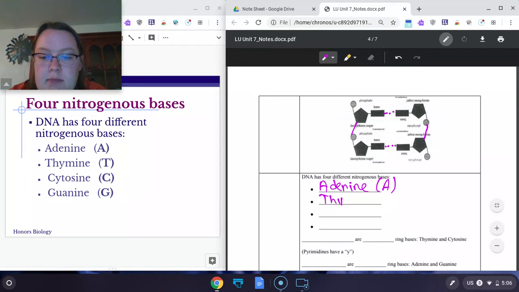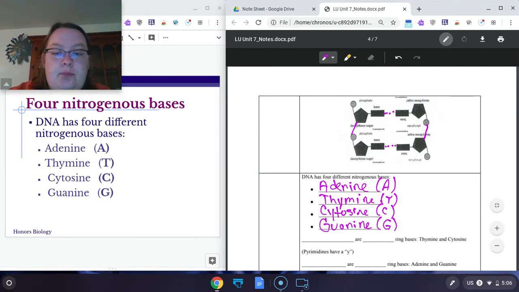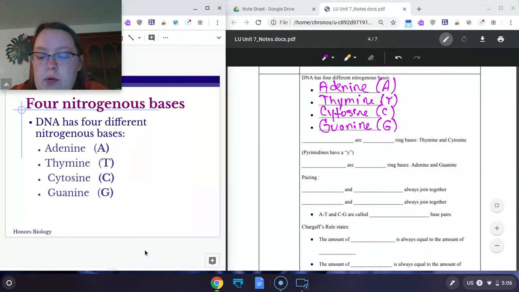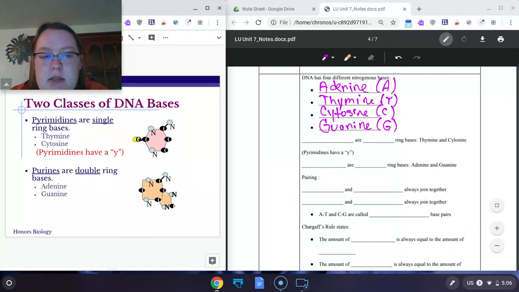There's thymine, which we're going to represent with the letter T. There's cytosine, which we're going to represent with the letter C. And there is guanine, which we're going to represent with the letter G. So there are 4 different nitrogen bases, and there are 2 different types or classes of them.